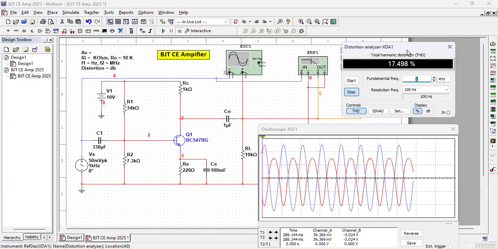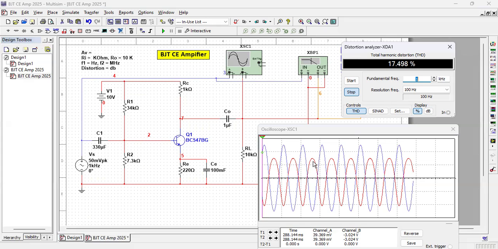Remember, I told you the base emitter junction of this transistor is a PN junction, which has nonlinear characteristics. On a large signal, you fall into the nonlinear zone. As a result, this nonlinearity happens. So you know the cause of this distortion. Then what is the remedy?